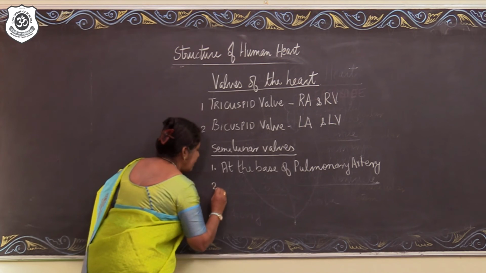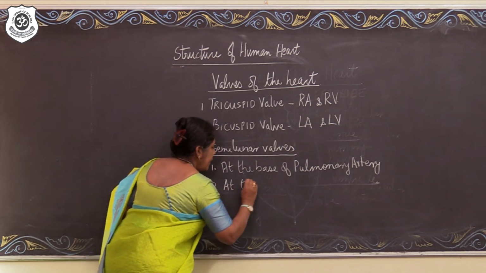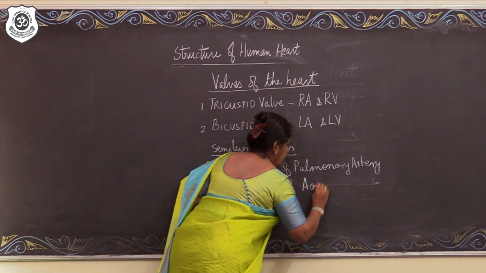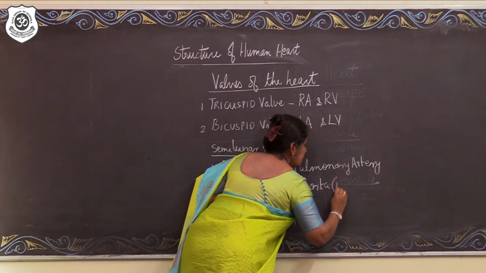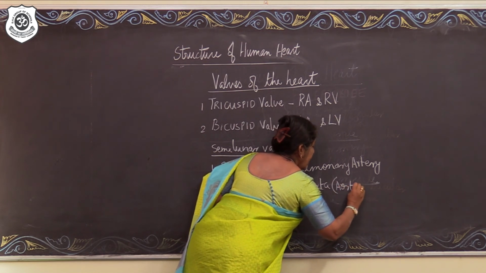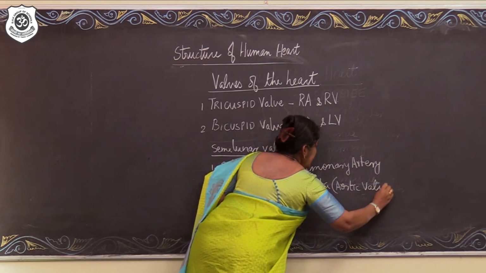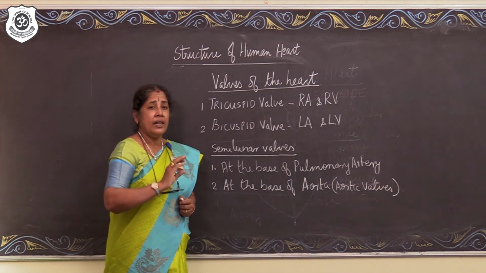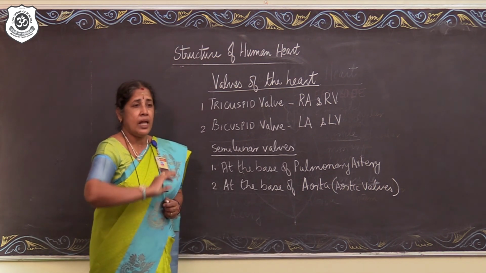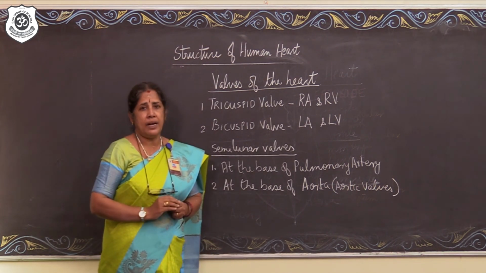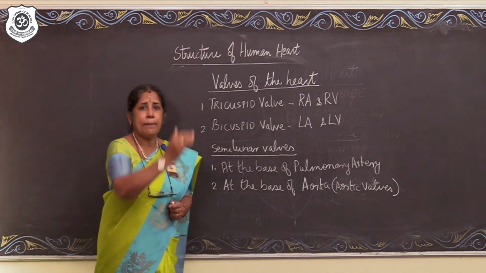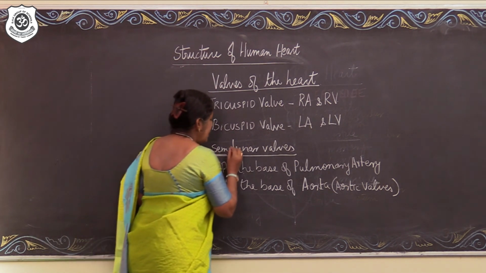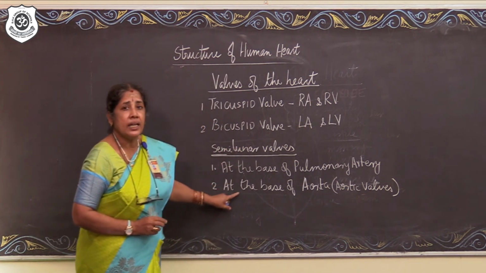Another semilunar valve that is present is at the base of the aorta. This is also referred to as the aortic valve. Now these 2 valves are important because they ensure that from the ventricles, they push the blood into the blood vessel and do not allow the backflow of blood back into the ventricles. So these are the semilunar valves that are present in the heart.